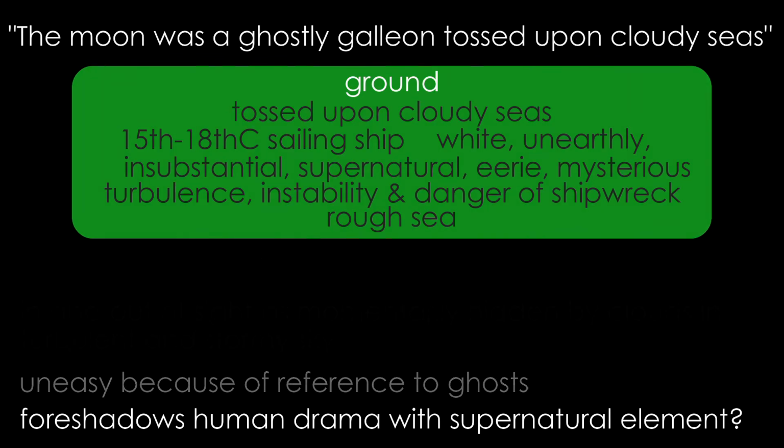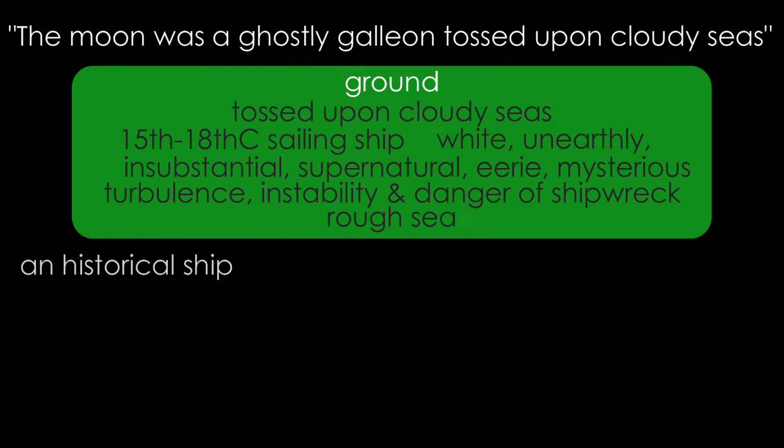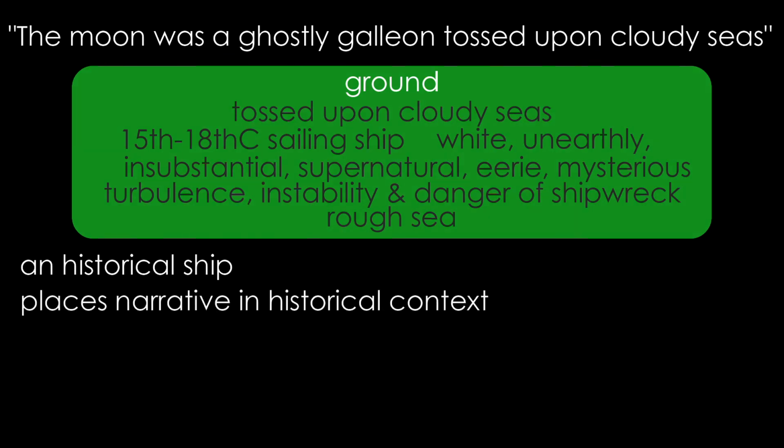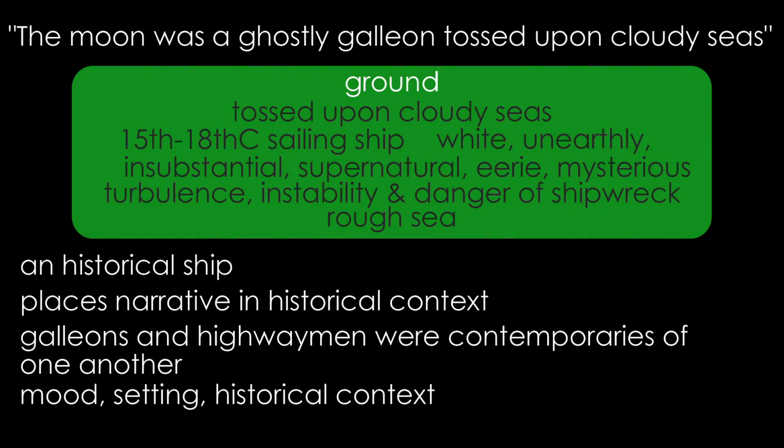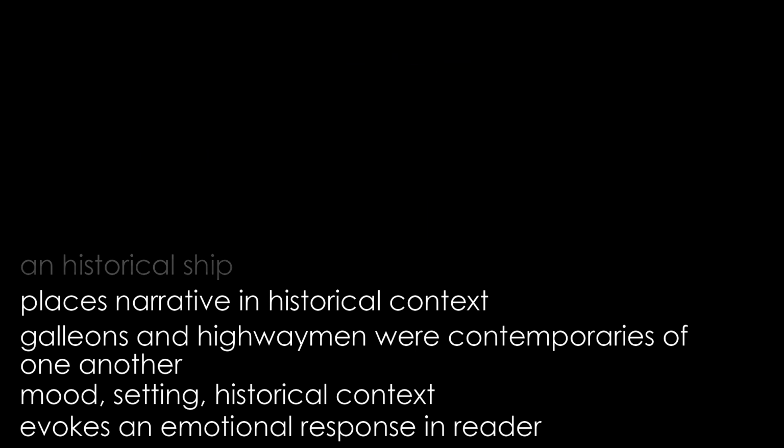The reference to a ship which hadn't been seen on the seas for over 100 years at the time the poem was written helps to effortlessly place the narrative of this poem in its historical context, as galleons and highwaymen were contemporaries of one another. So as we can see, this metaphor does much more than merely provide a physical description of what the moon looks like. It also creates a mood, a setting, and an historical context, as well as evoking an emotional response in the reader.